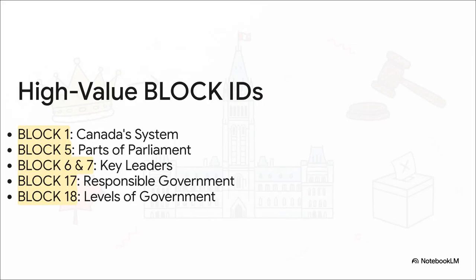Okay, if you're hitting the books tonight, I want you to pay extra attention to the ideas covered in these key sections. They really are the absolute core of the whole system. The type of government we have, the three parts of parliament, the two different heads, that crucial idea of responsible government, and the three levels of government. If you can master these, you're going to be in great shape.